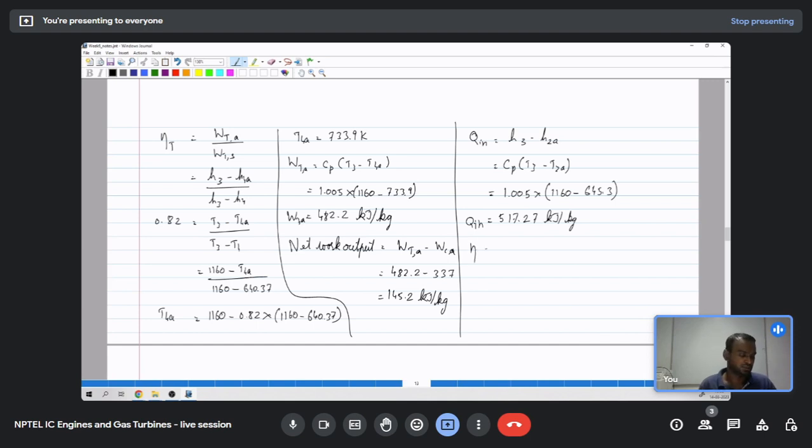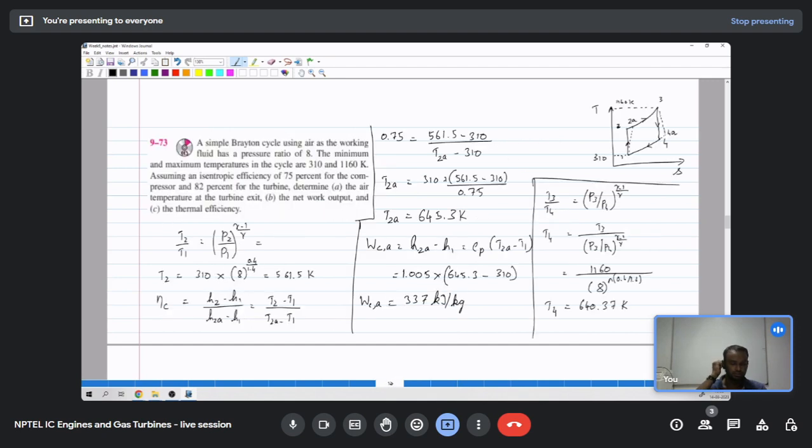We can calculate the efficiency based on this, which is net work output divided by Q in. Net work output is 145.2 divided by 517.27. So this is 28.07%. So this is the actual efficiency of the gas turbine.